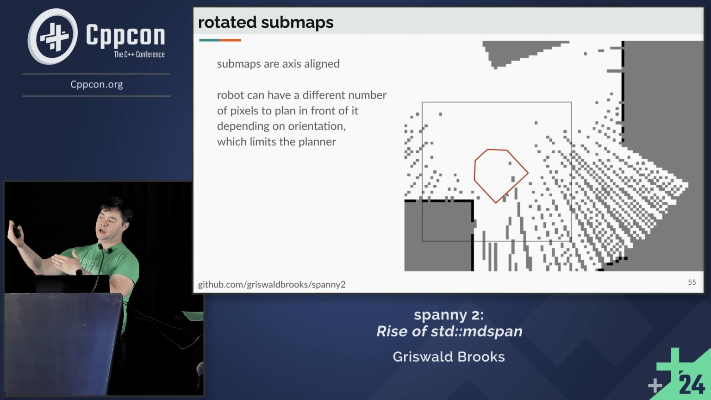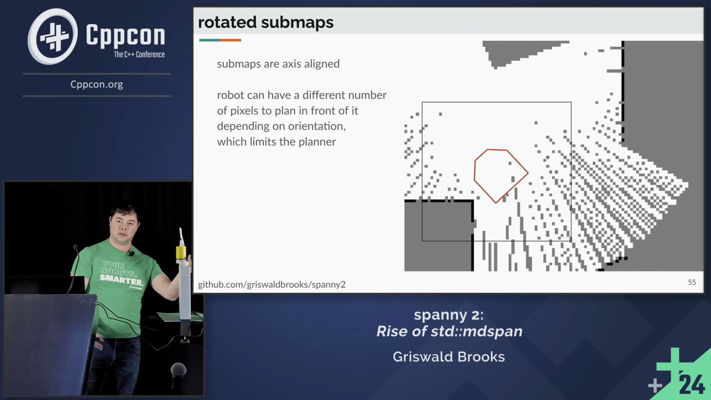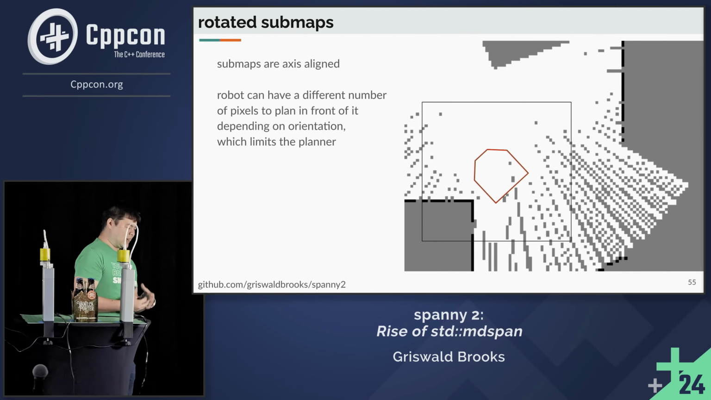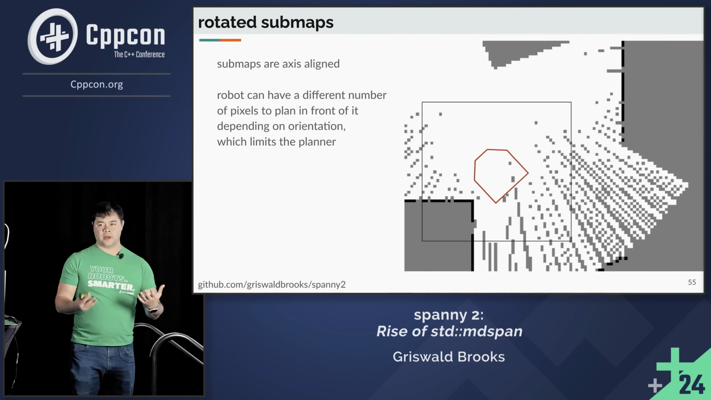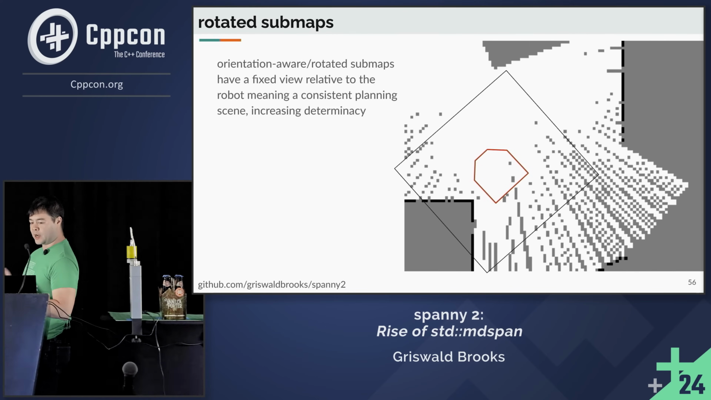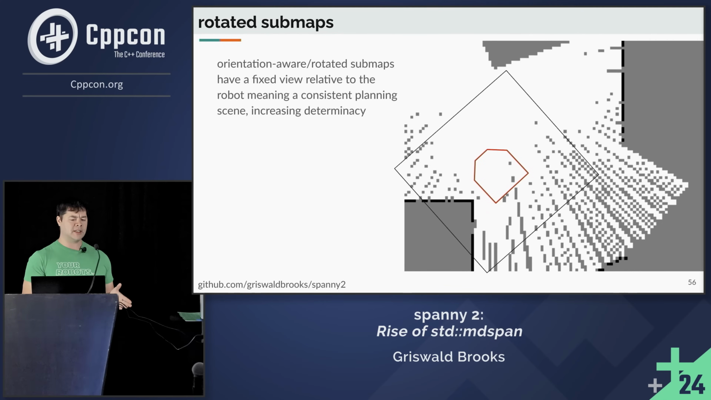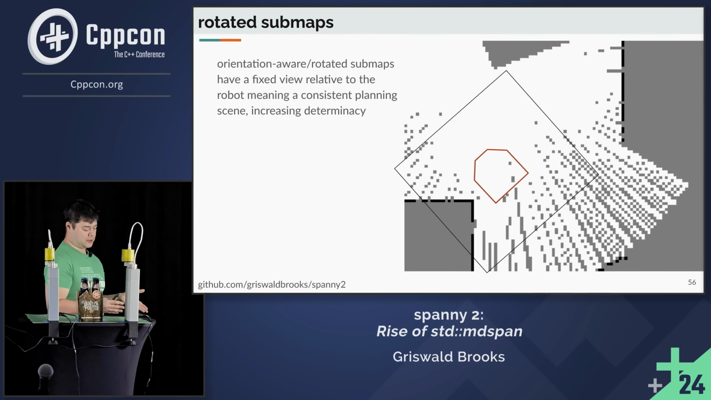So if you make a turn, then that's reduced. Now maybe your plan can't extend that far. Maybe you can't do that obstacle checking while you're there. And I just think it makes it a little bit less deterministic because it makes it dependent on orientation. So what I'd really like to have is a rotated submap. A submap whose orientation is always aligned with the direction of the robot.